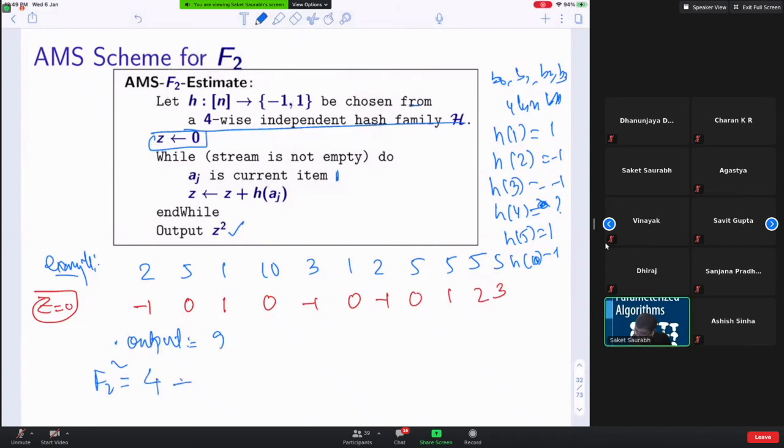So that's 4, right? And how many 2s are there? 2 2s are there. So 4. How many 3s are there? 1. So 1. 5 appears 4 times, so 16. And 10 appears once, so 1. So something like 26, right? Not so good.